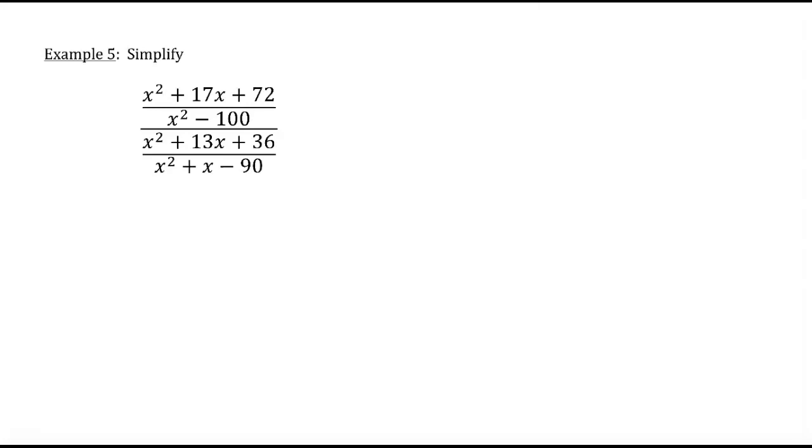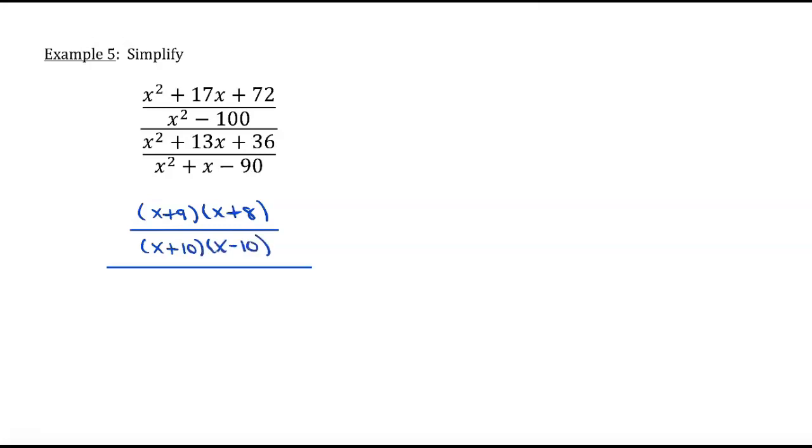Let's begin by factoring each polynomial that's present in this complex fraction. X squared plus 17x plus 72 can be factored as x plus 9 times x plus 8. X squared minus 100 is the difference of squares, so that can be factored as x plus 10 times x minus 10. X squared plus 13x plus 36 can be factored as x plus 4 times x plus 9. And x squared plus x minus 90 can be factored as x plus 10 times x minus 9.